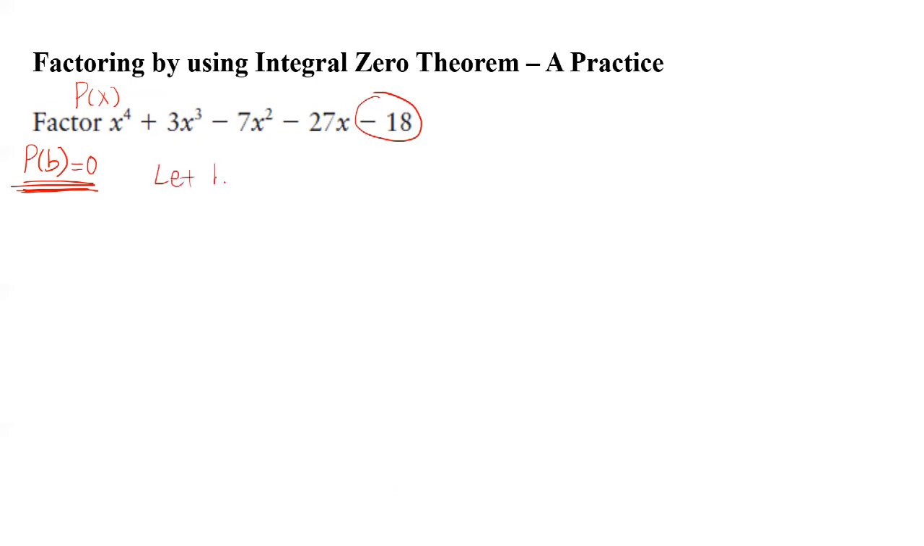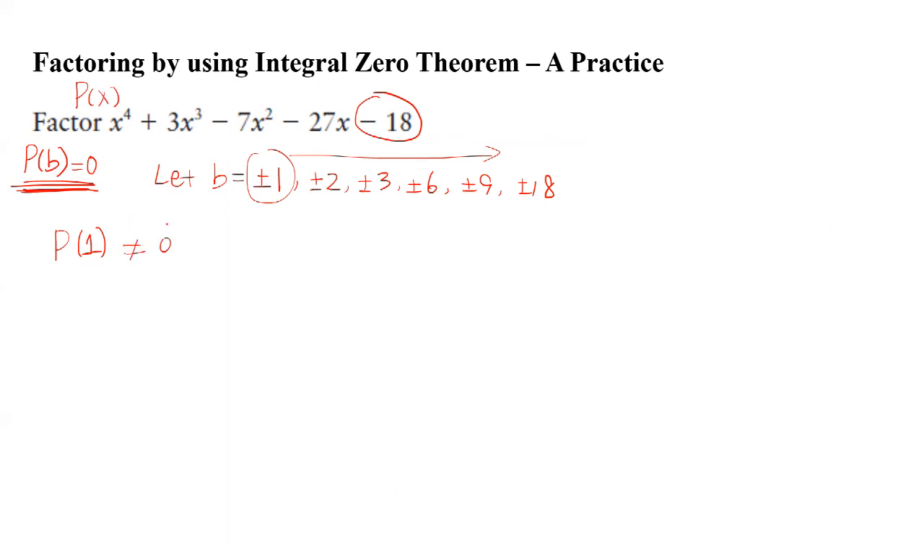So we can just let this number be all the factors of minus 18, which is positive or negative 1, positive or negative 2, or 3, 6, or 9, or 18, right? Usually we'll check from the easiest number to the larger number, right? So when we check number 1, apparently this is not the case. It is not 0, right?